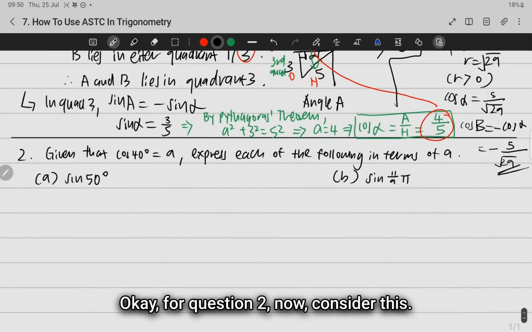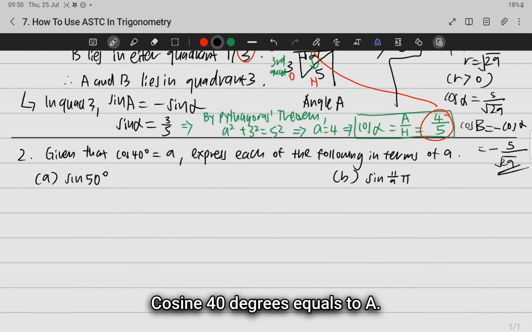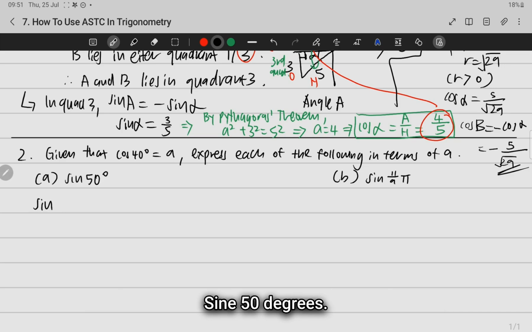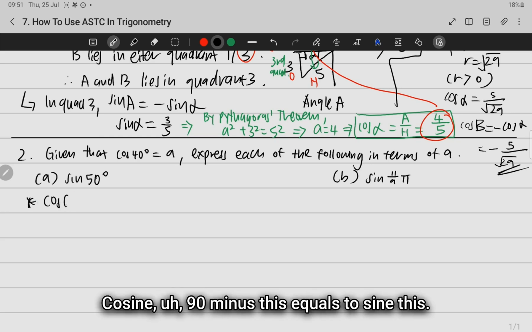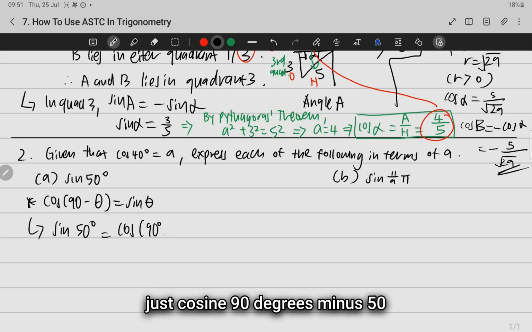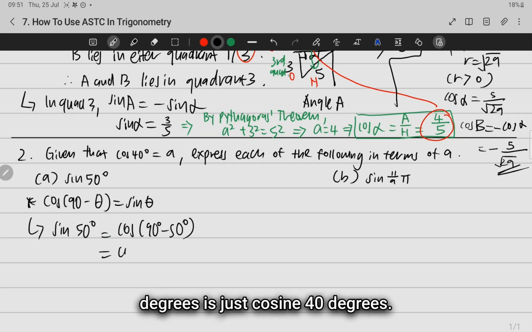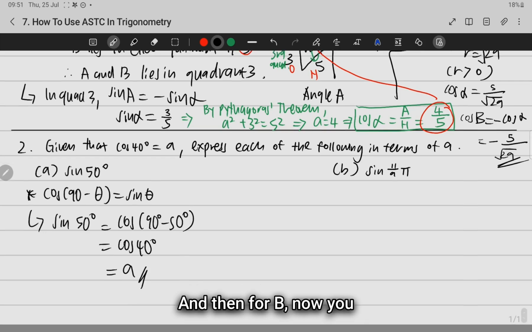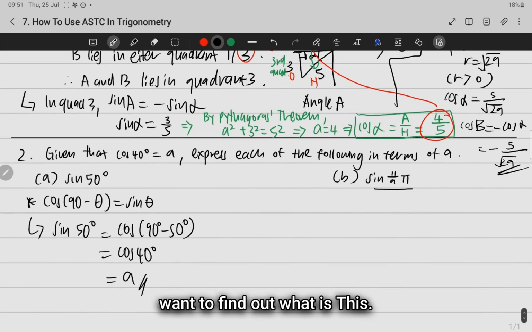Okay, for question 2, now consider this. You have cosine 40 degrees equals A. Now express the following in terms of A. So for part A is pretty straightforward. Sine 50 degrees. You just got to remember this formula, right? Cosine 90 minus this equals sine this. Therefore, sine 50 degrees is just cosine of 90 degrees minus 50 degrees, which is cosine 40 degrees. Therefore, it's A.